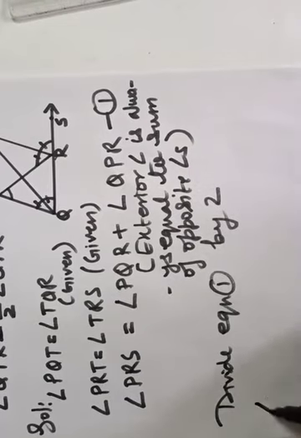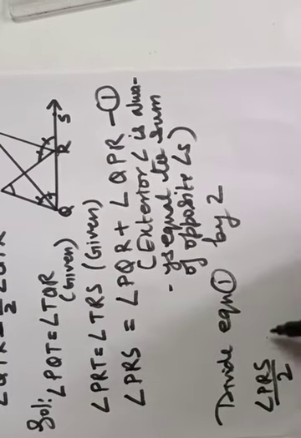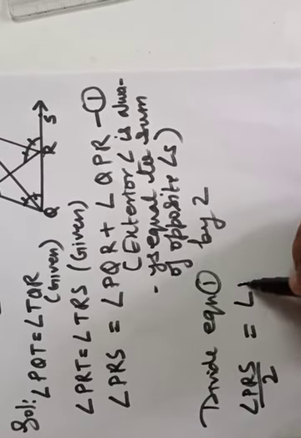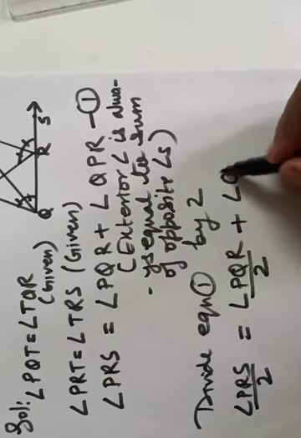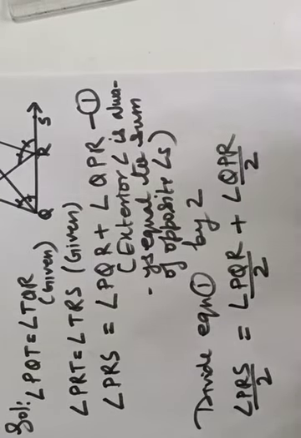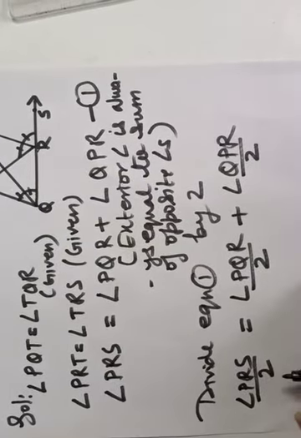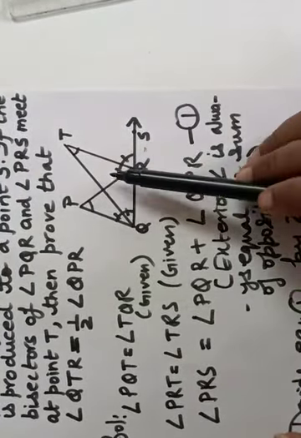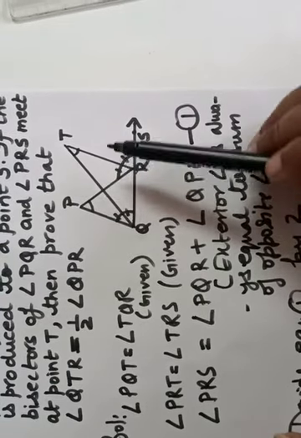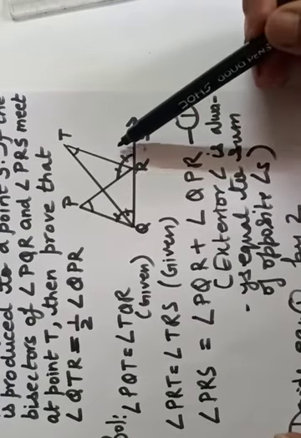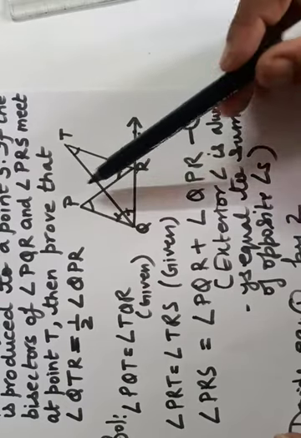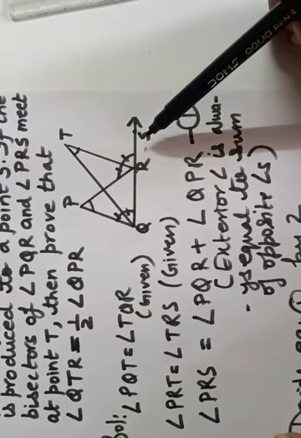So what we will get, angle PRS upon 2 is equal to angle PQR upon 2 plus angle QPR upon 2. Yes. Now angle PRS upon 2. See the figure again. I already told you, in angle PRS these two angles are equal to each other, that is given to us. It means angle PRT is also equal to angle TRS. So can we write half of PRS is equal to angle TRS? Yes, we can also write.